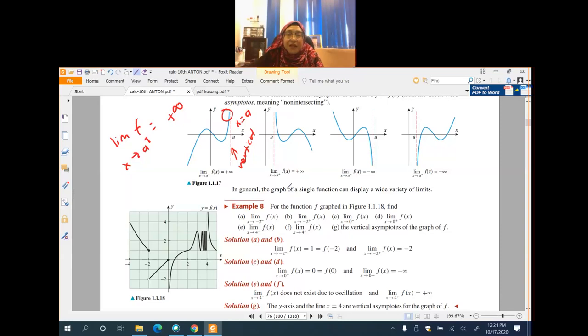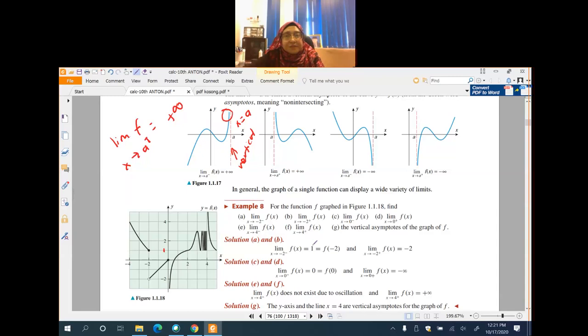For example 8, the questions ask us to look at this graph here and answer all of these based on this graph. So for A, the limit of f as x tends to negative 2, so negative 2 is over here, from the left, what will be the value? If you look at here, this is equal to 1. So the answer for A is 1.